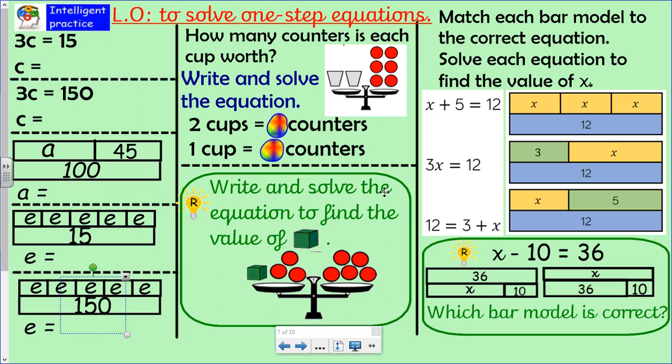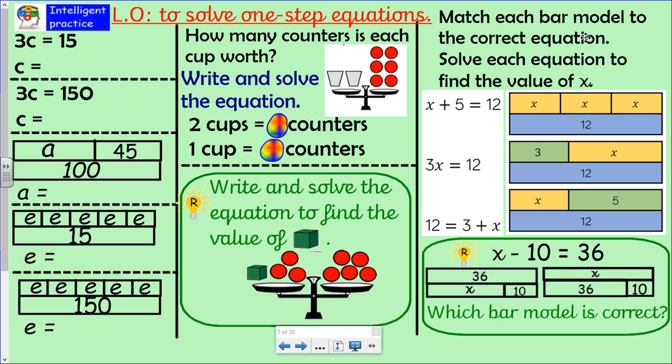And then can you write down and solve the equation to find the value of this green cube? So 2 jobs there. Write the equation. So putting an equals sign here. So we've got 1 green cube, add this many counters, equals this many counters. And then can you solve it to actually find the value of 1 cube? So think about taking away the same things from this side as you do from this side to leave yourself with the green cube over here and nothing else.